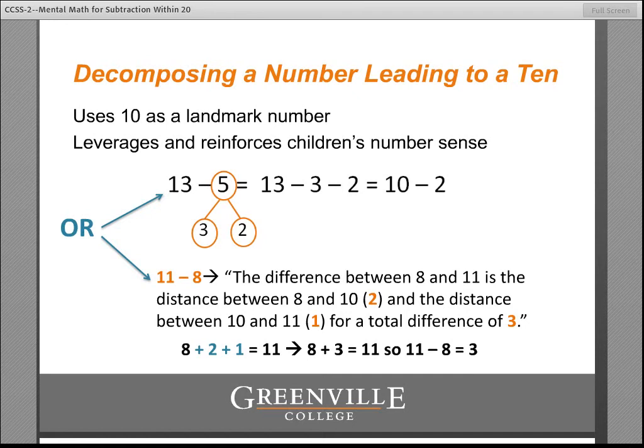Well, if I counted up, that'd be counting up by 4. It's not the most efficient approach. But if I use what I know about 10, that's where we get decomposing a number leading to 10. I can easily solve it because I can think 8 to 10 is 2, because I know my sums of 10, and 10 to 11 is 1. And so there you can find the difference is 3. So there's another strategy, way of using decomposing a number leading to 10.